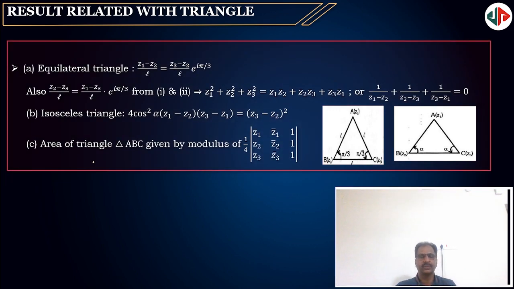And these are some of the results that are to be remembered. If z1, z2, z3 represent vertices of an equilateral triangle, out of which these two are very important, then z1 square plus z2 square plus z3 square is equal to z1 z2 plus z2 z3 plus z3 z1. Or 1 by (z1 minus z2) plus 1 by (z2 minus z3) plus 1 by (z3 minus z1) is equal to 0. And remember this area of a triangle formed by those three vertices.